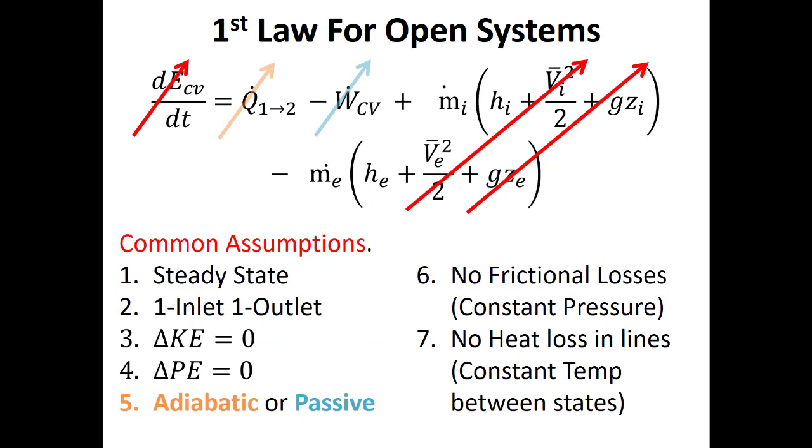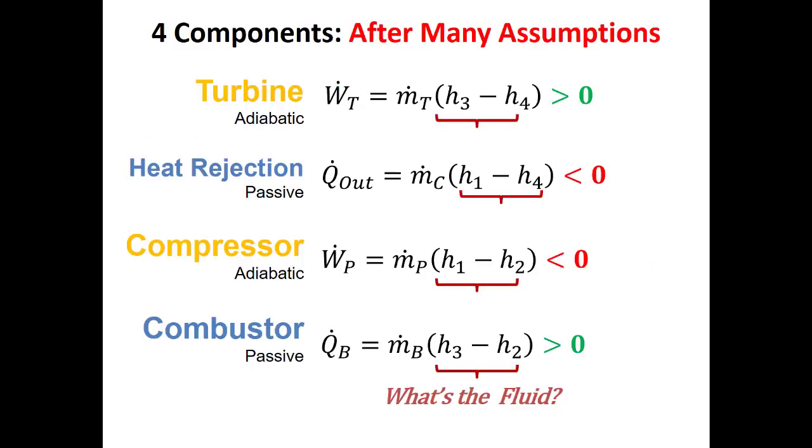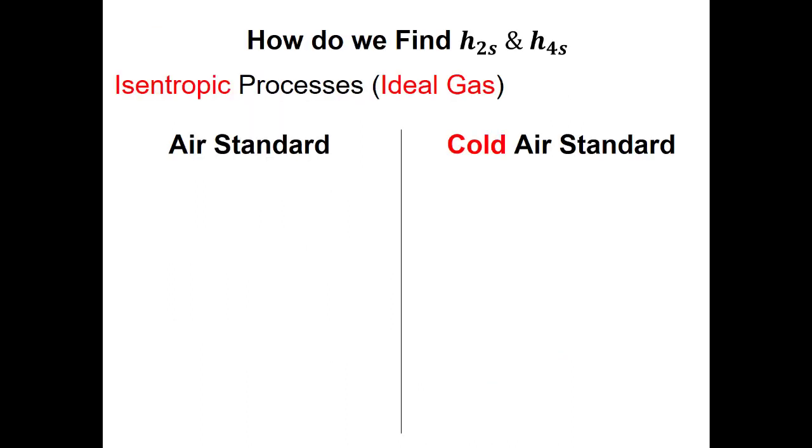If we can make the same assumptions that we normally make for open systems, we'll have that the turbine and compressor powers are m dot times H in minus H out, and the heat addition and rejection processes are m dot times H out minus H in. We'll trust the first law to give us the right signs. But then we'll have to ask, what's the fluid? And in this case, the fluid is ideal gas.